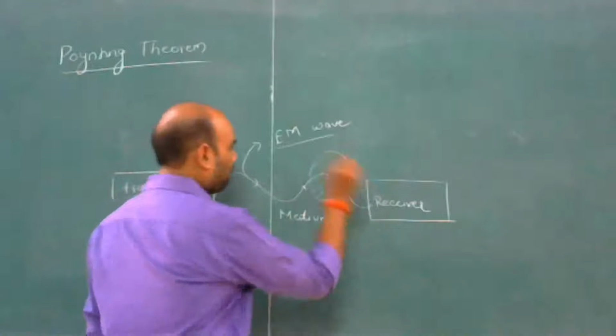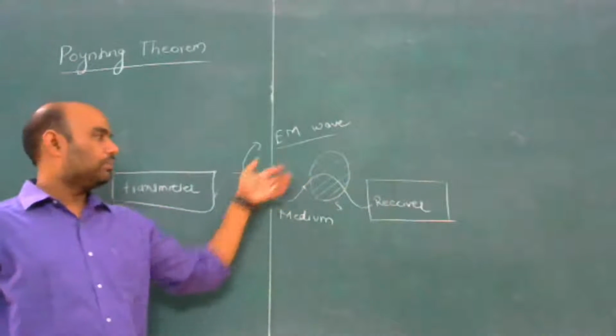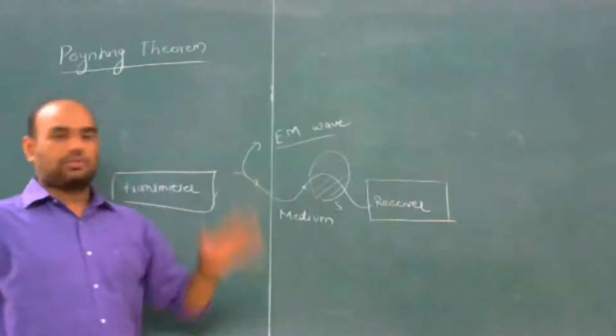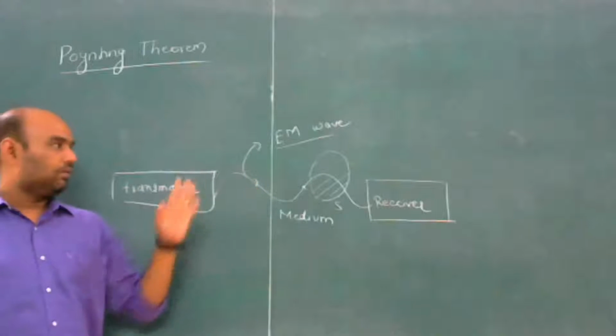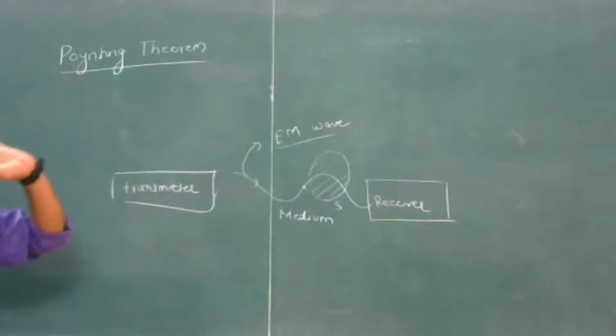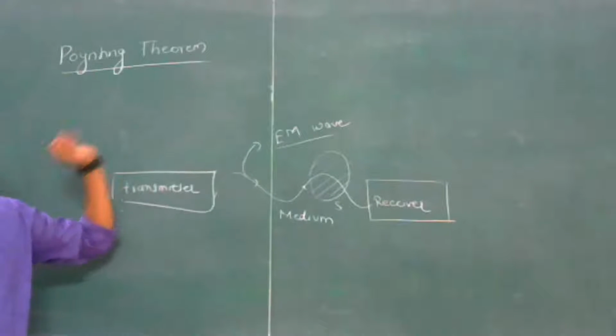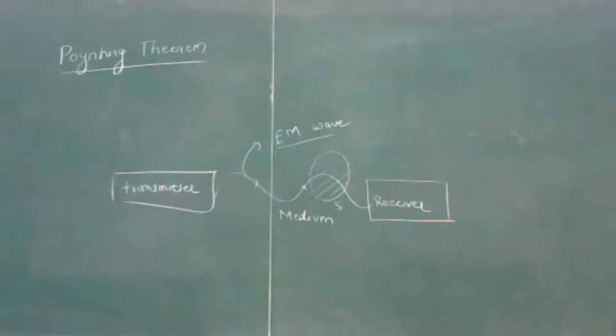How much power is flowing through this surface? We can calculate it using Maxwell's equations for time varying fields. This was given by J.H. Poynting in 1884, that's why it is known as Poynting theorem.